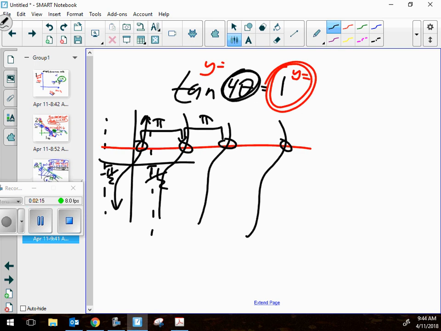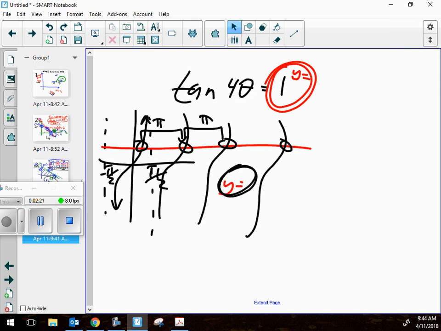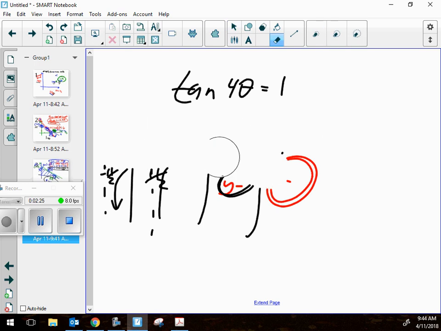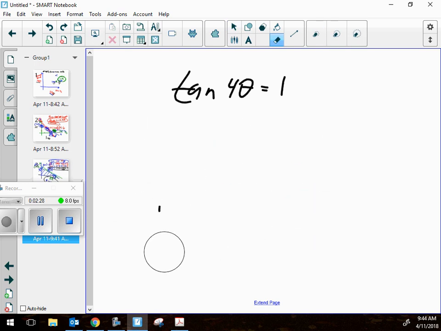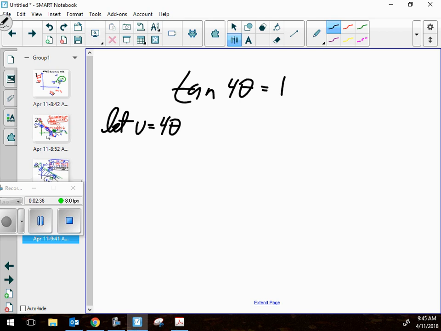All right. So I do a u substitution right off the bat and change this problem into tangent of u equals 1 and do circle trig to find the answer. And then I would, after that, switch the u back to 4 theta. All right. So that's a quick reminder of that kind.